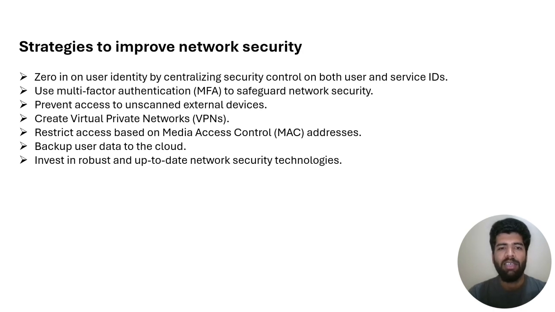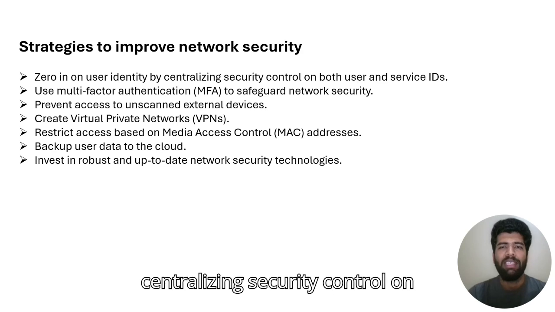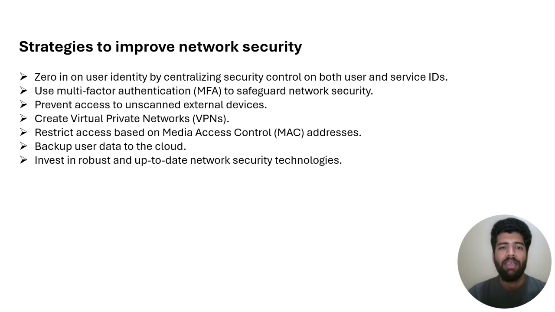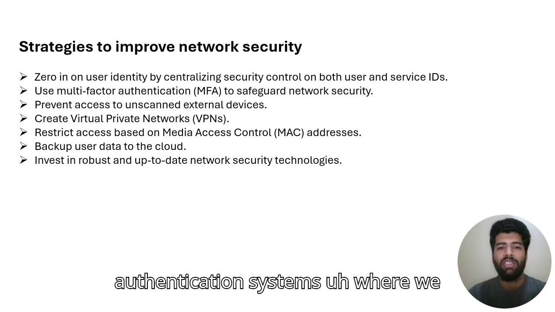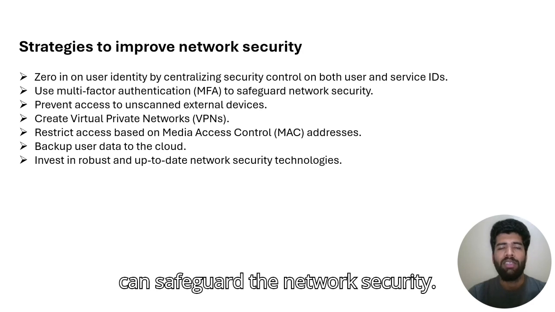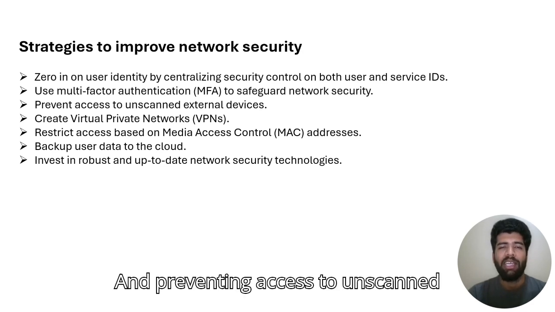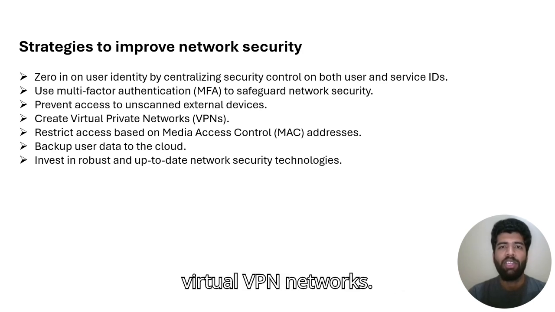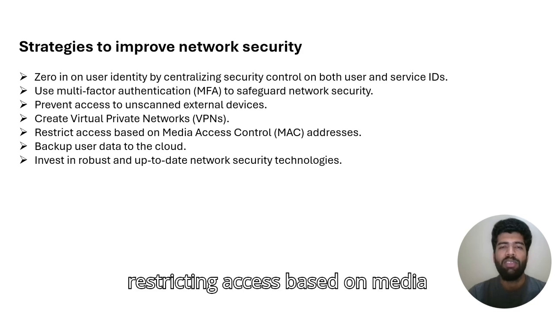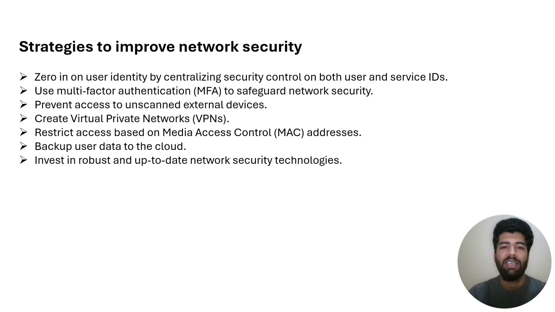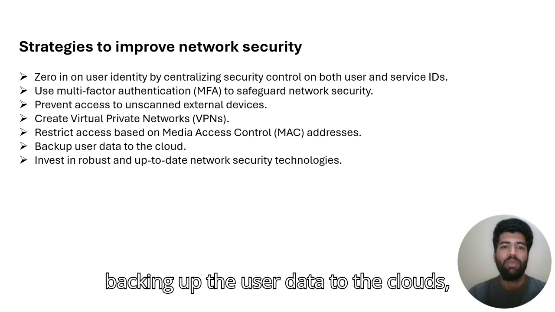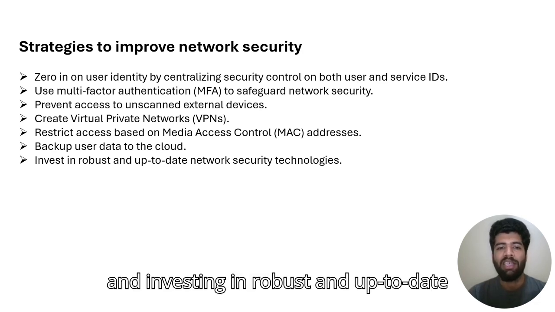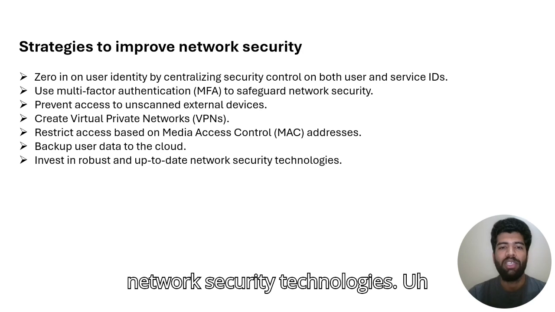As we can see here, zero in on user identity by centralizing security control on both user and service IDs. We could also use multi-factor authentication systems to safeguard the network, preventing access to unscanned external devices, creating virtual VPN networks, restricting access based on media access control MAC addresses, backing up the user data to the cloud, and investing in robust and up-to-date network security technologies.